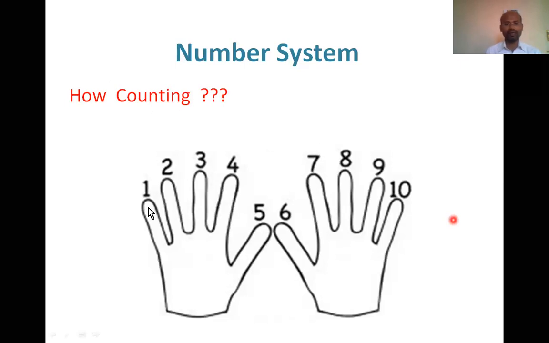Maybe we can use our fingers: for the first apple 1, second apple 2, third apple 3, 4, 5, 6, 7, 8, 9, 10. Right? Are you following? Yes, sir. Okay. Now the question is, you can use your fingers to count the apples in the basket, or to count any items, right?